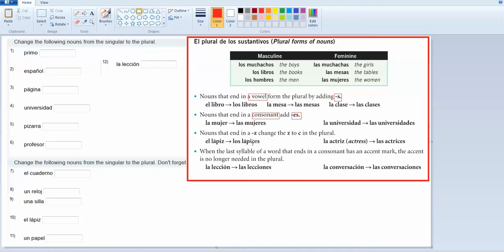If, however, your noun ends in Z, you're going to change your Z to a C before you add your ES.